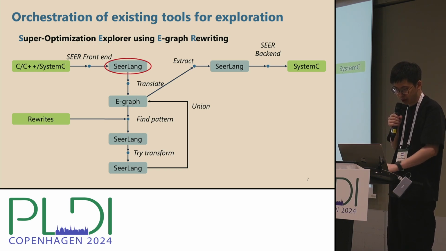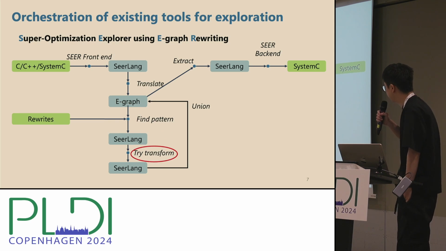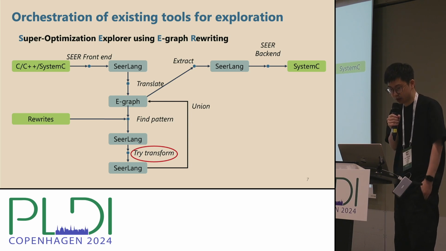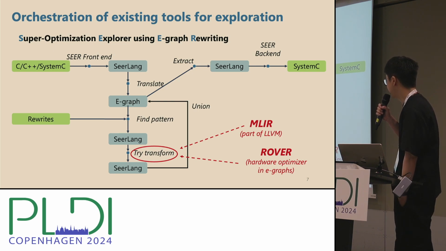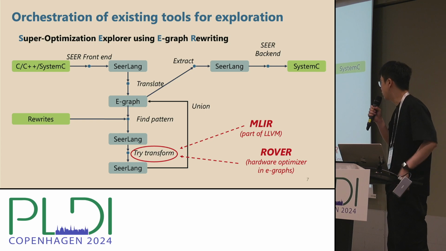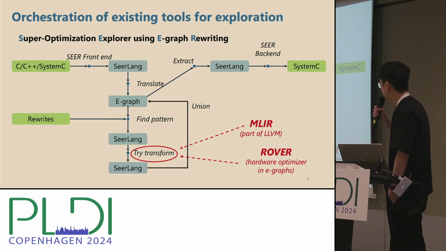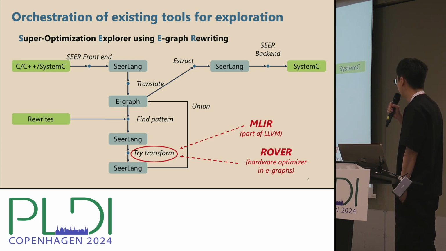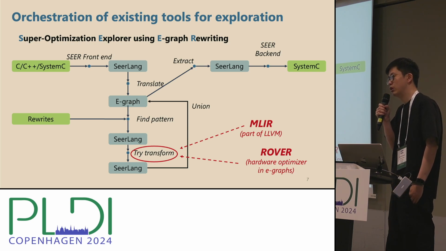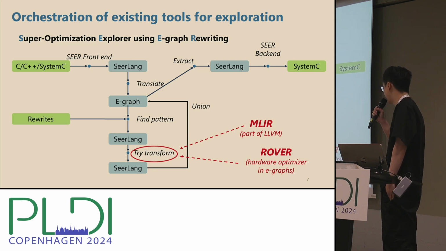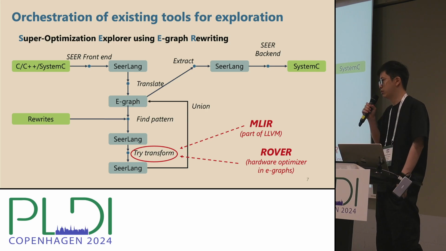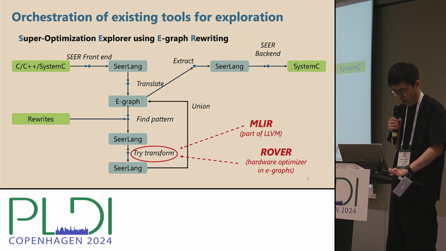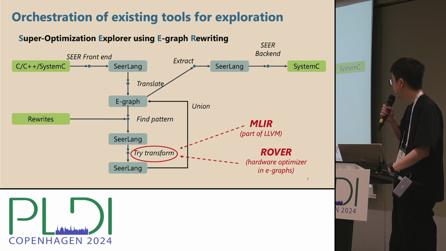And then we use traditional eGraph exploration mechanisms, such as tools like egg. Then we can orchestrate existing external tools to do all the explorations within SEER. So here we use MLIR passes for software-level source transformations, and also Intel Rover, a hardware optimizer implemented based on egg. So next, I'm gonna take MLIR for example.